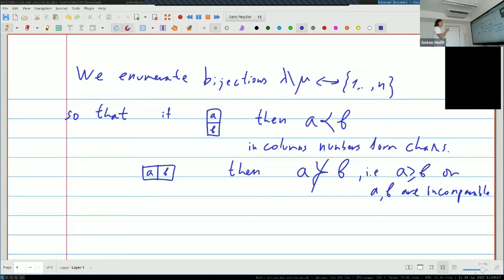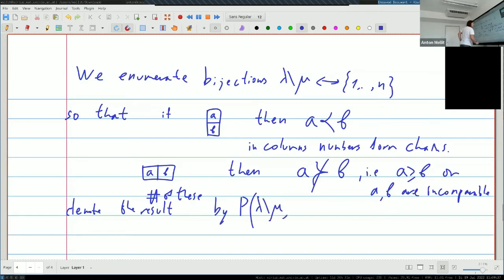So we enumerate by bijection, and this we call P-tableaux. Let's denote the number of them by p. What does it depend on? It depends on the shape, and it depends on the Hessenberg function.